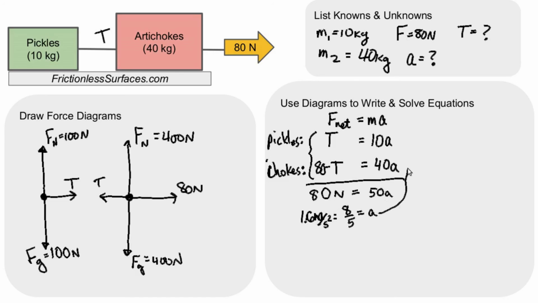Now how do I get the tension? Well, I take this a and put it back into either of my equations. I'll put it in here, so the tension is 10 times the acceleration. What's 10 times 1.6? The tension is 10 times 1.6, which is 16 newtons. So we see what the force is, the tension, and what the acceleration is: 1.6 meters per second squared.